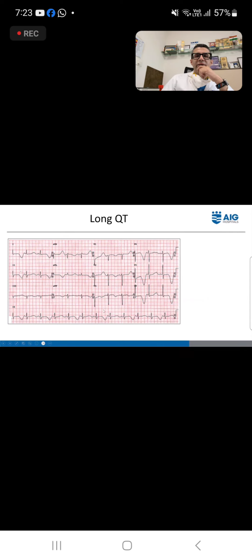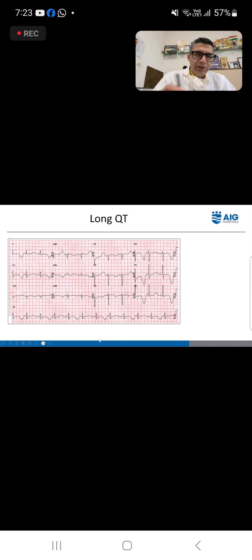So this is an example. You can see obviously that there is a prolongation of the QT interval. Now, one rule of thumb which we use every day, because for every case trying to calculate the corrected QT will be difficult, is that if the QT interval is more than 50% of RR interval, it indicates that the QT interval is prolonged.